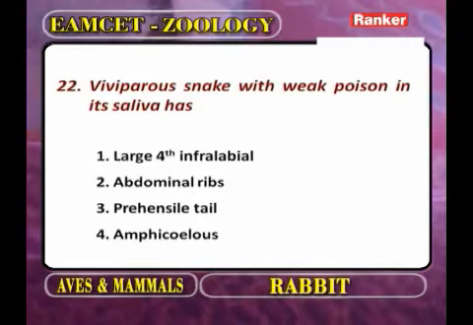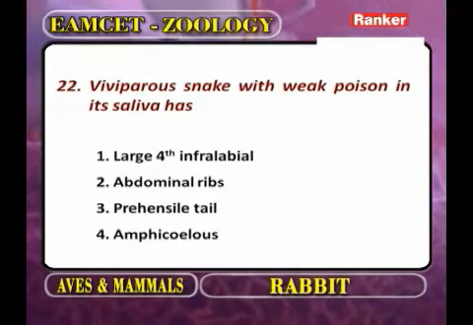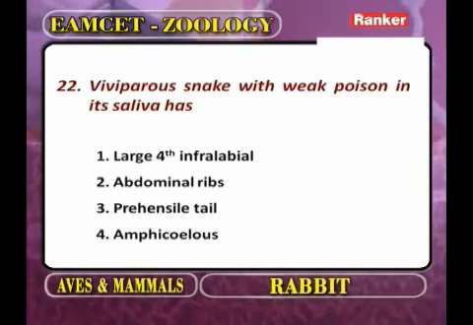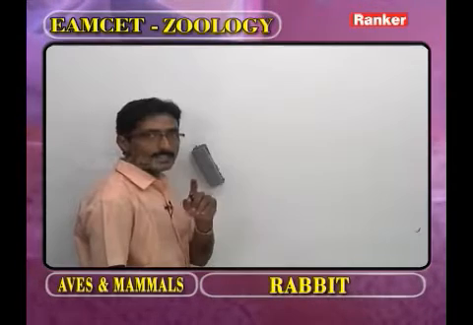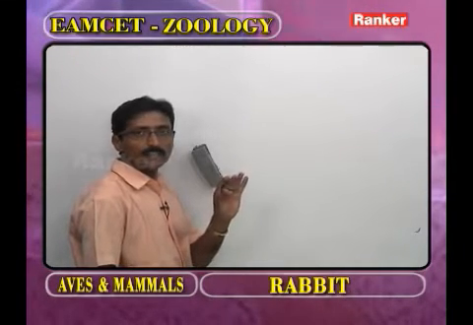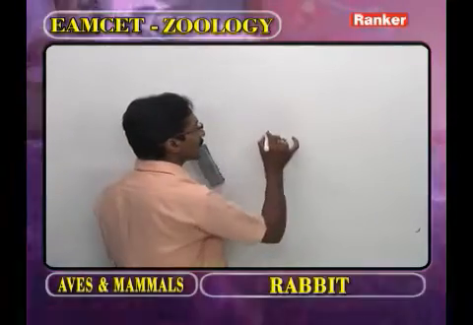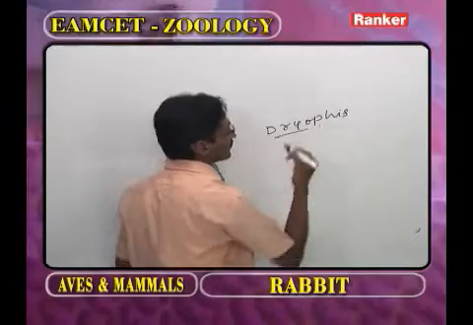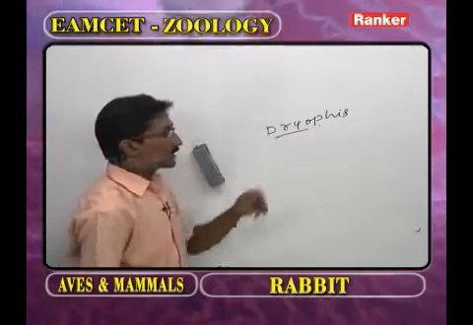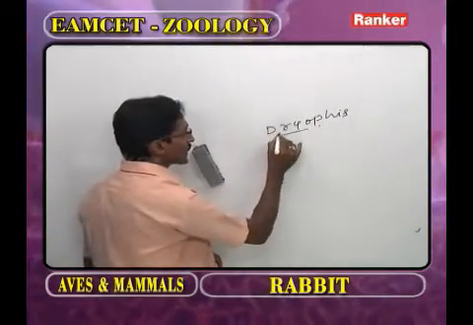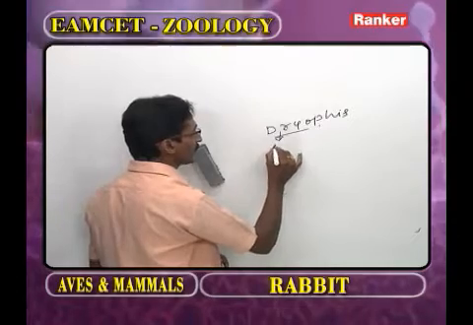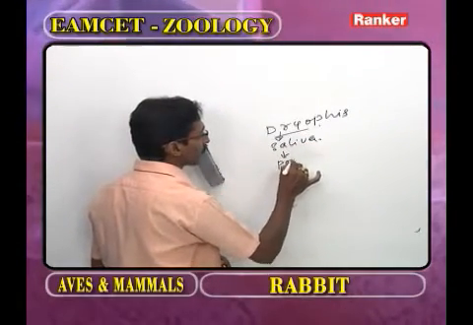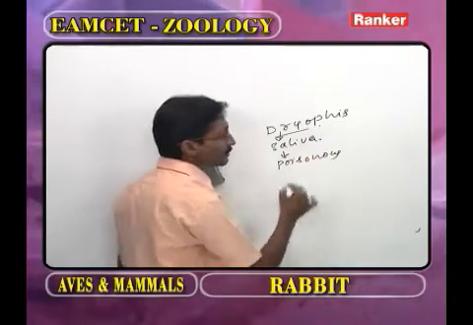Viviparous snake with weak poison in its saliva. Now here, viviparous snake. What are the viviparous snakes? One is sea snakes, over. Vipers, over. What is the leftover? That we call the dryophis. It is a non-poisonous snake. As we observe the dryophis, its saliva is slightly poisonous, but it is not much dangerous.